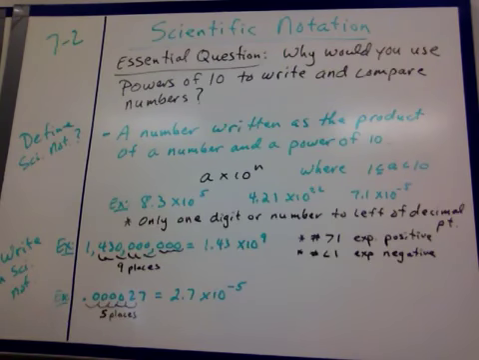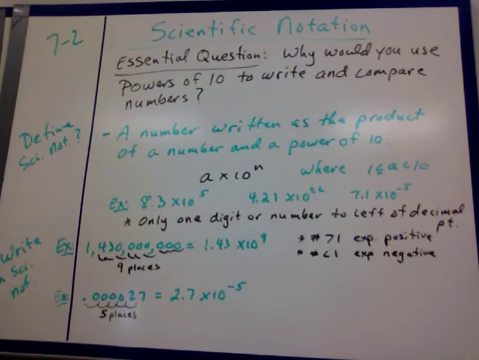Alright, Algebra 1, here we go. 7-2, scientific notation. You've probably seen this before in your science classes. We use it a lot when we're talking about big numbers, like distances between planets or solar systems or speeds, or if you're looking in a microscope and you're seeing super small particles.